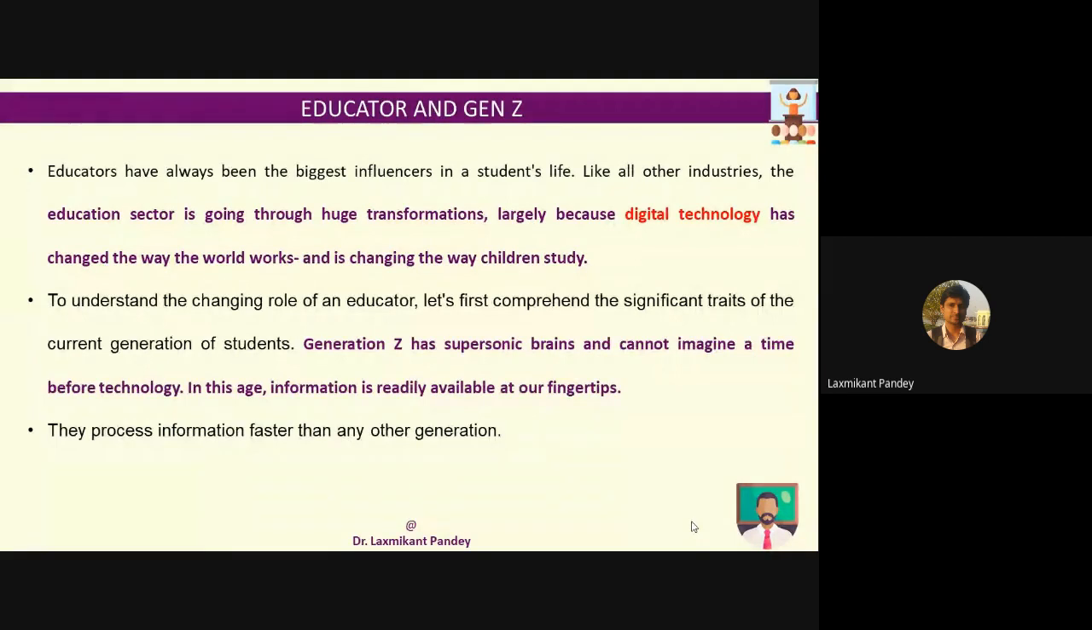We need to fill those gaps, meaning exactly what today's generation is looking for from the education institution. The educator is not only there to give information or be the source of knowledge, because nowadays everything is available on Google. Today's generation Z is one click away from all the information. So the educator is not going to be only the source of knowledge or information.